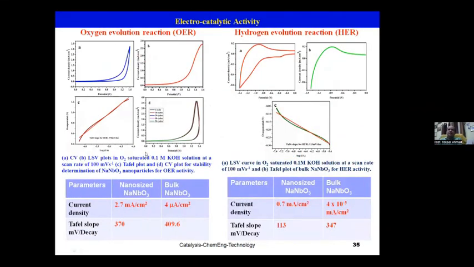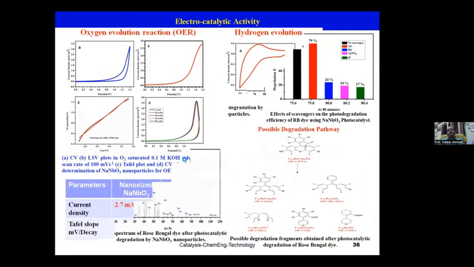And these are the detailed electrocatalytic studies of sodium niobate for the oxygen evolution reaction and the hydrogen evolution reaction. The detailed studies show a low value of the Tafel slope and a high value of the current density for both the hydrogen evolution and the oxygen evolution reaction for the nano-sized NaNbO3 as compared to bulk NaNbO3. NaNbO3 nanoparticle shows significant electrocatalysis.